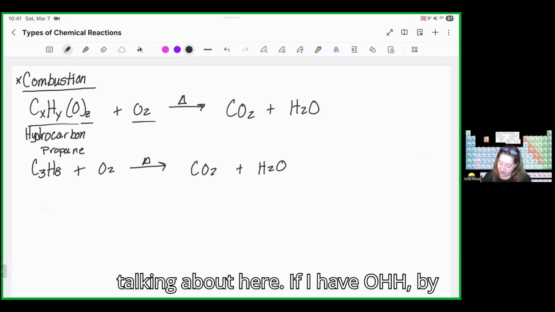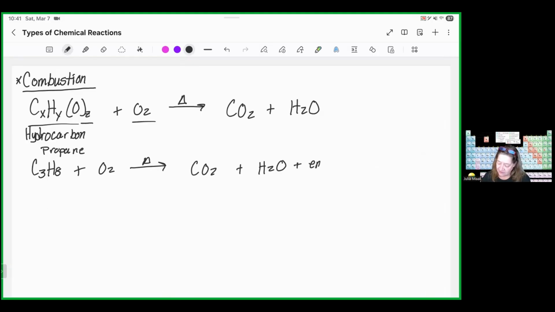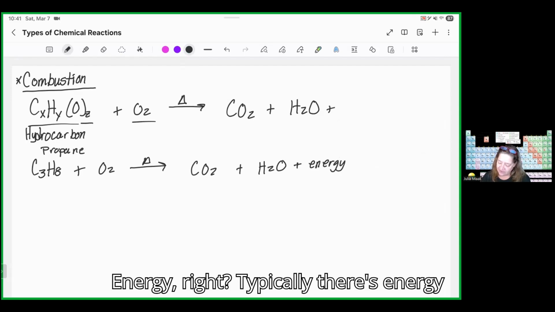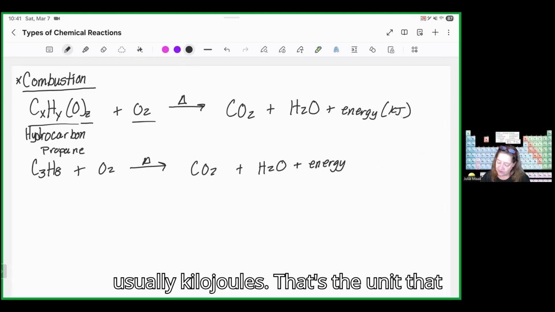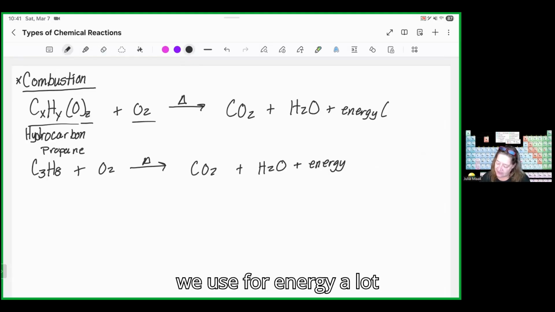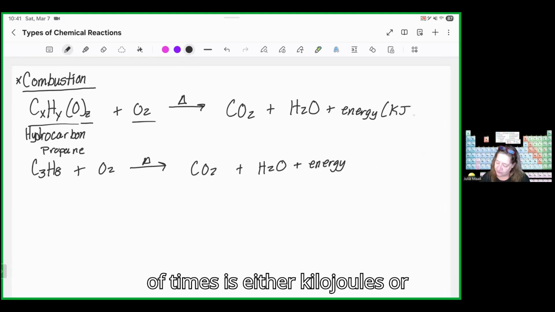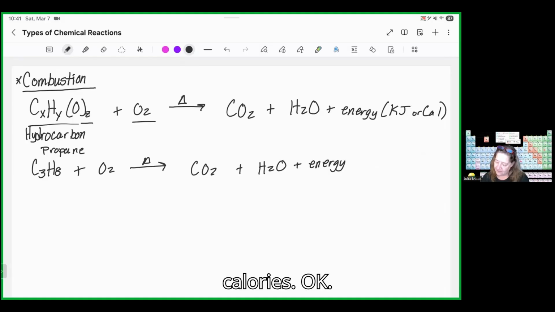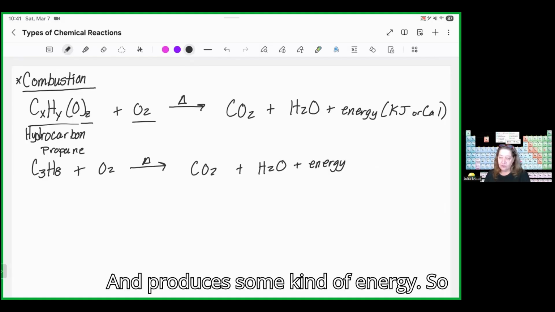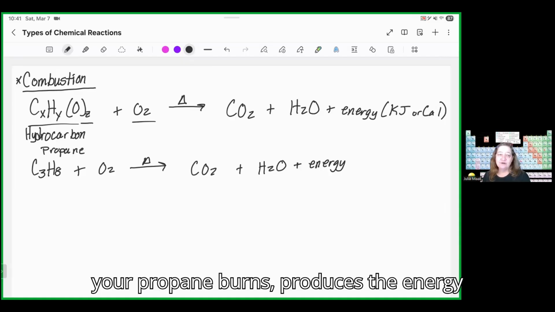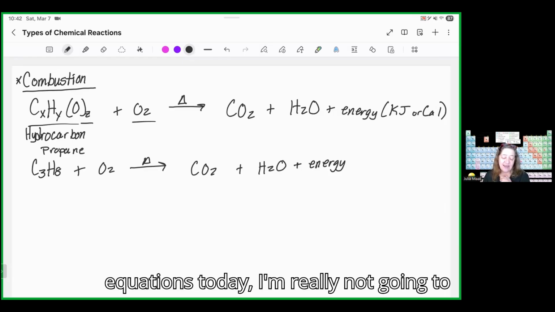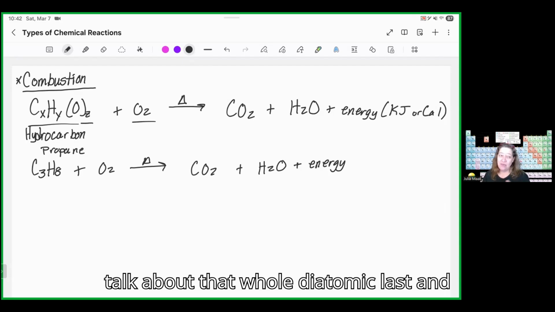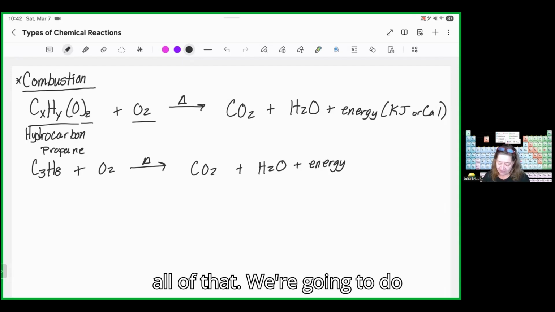By the way, this also produces energy. Typically there's energy over here, and we'll usually call that kilojoules. That's the unit we use for energy a lot of times, either kilojoules or calories. So your propane burns and produces the energy that you cook your food with. Because I am not balancing these equations today, I'm really not going to talk about that whole diatomic last thing. We're going to do that another time.